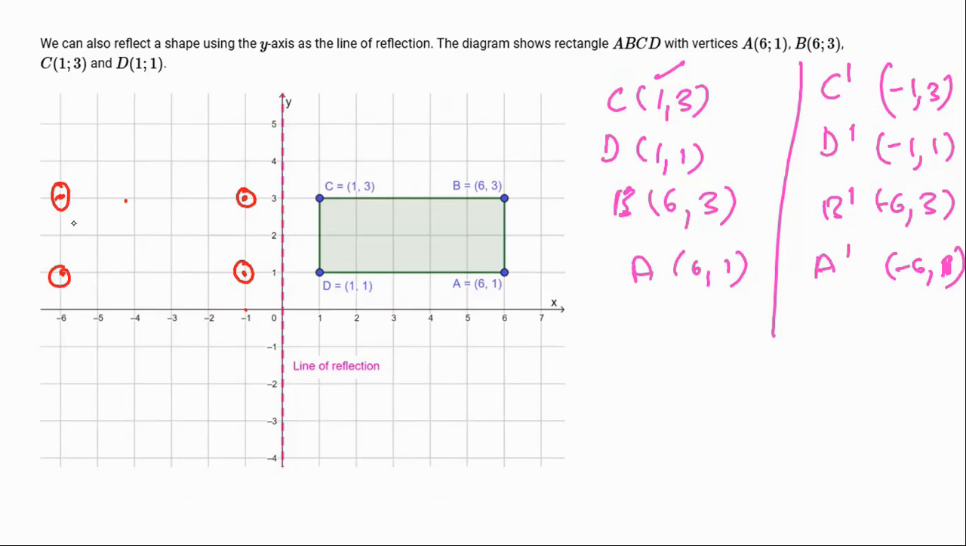So what is my next step? Next step is to join the points, and I got the reflected shape across the y-axis. So that's my, okay, fine. So I think up till here it is clear. Now in the next video, we will understand the rotation.